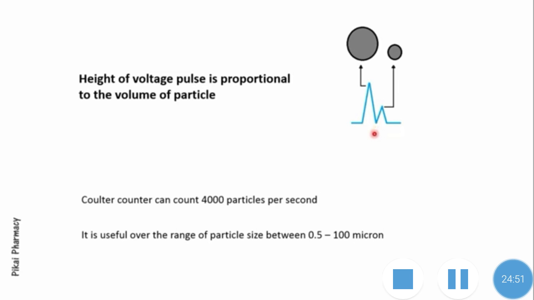Now suppose your graph contains 30 pulses, then the electrolyte also contains 30 particles which were pumped through that orifice. Another thing I need to mention is that this Coulter counter can count 4000 particles per second, and it is useful over the range of particle size between 0.5 micron to 100 micron. So this was all about the principle of Coulter counter.